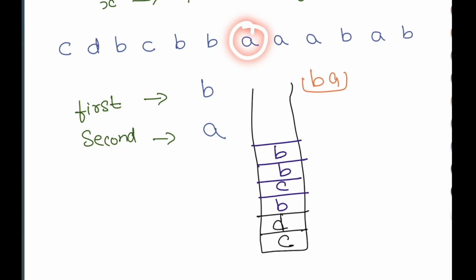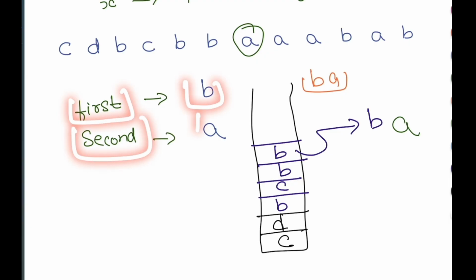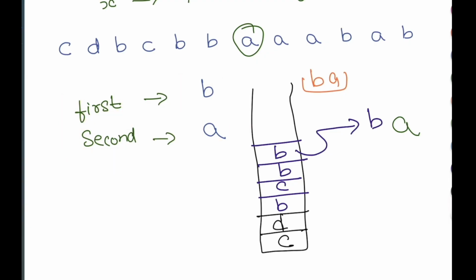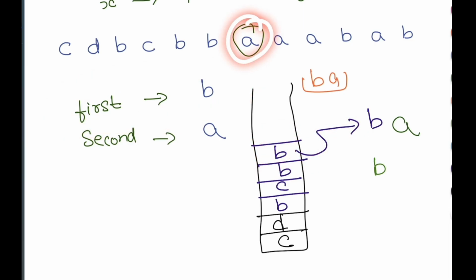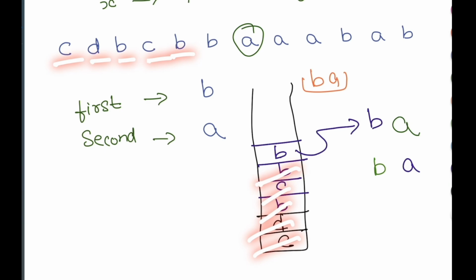Now when we get this A, what will happen? A is our latest character, right? And the last inserted character is B. What we are looking for is first plus second, which is B plus A, right? We are looking for a case in which the last inserted character equals the first character, which is B, and the new character we want to insert equals the second character, which is A, right? Both are equal. In case both are equal, I will not insert this A. Instead, I will remove this B. It means we have C, D, B, C, B in our stack, but we are not going to add this BA.